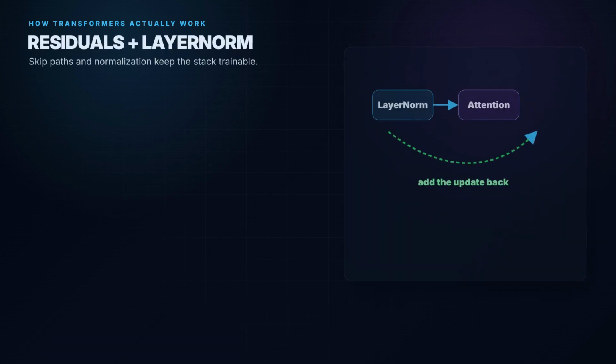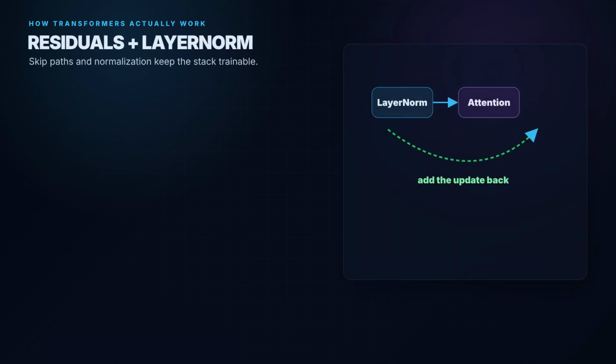The residual connection is the skip path. Instead of replacing the token vector completely, the block adds an update to the existing signal. That gives information and gradients a clean route through the stack. Layer normalization keeps vector values stable. Without it, repeated updates can drift or become hard to optimize. So the pattern is: normalize, run attention, add the result back. Normalize, run the MLP, add the result back. Then the next block repeats the same structure.